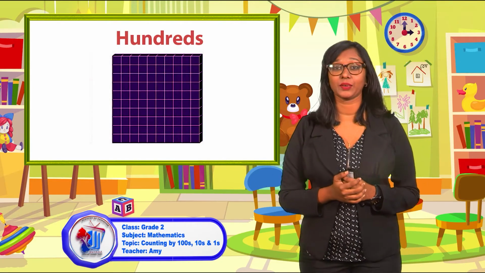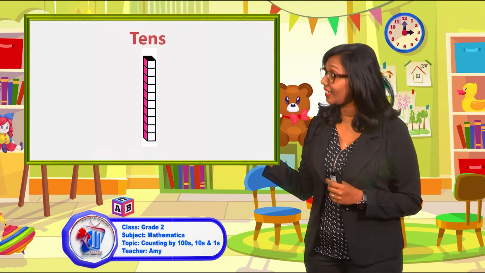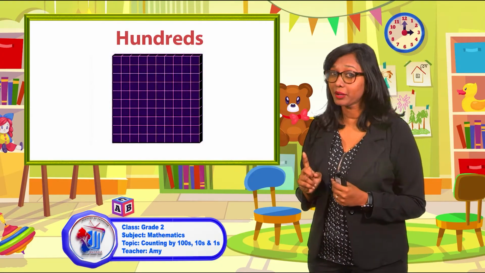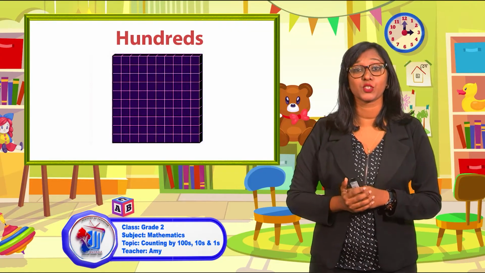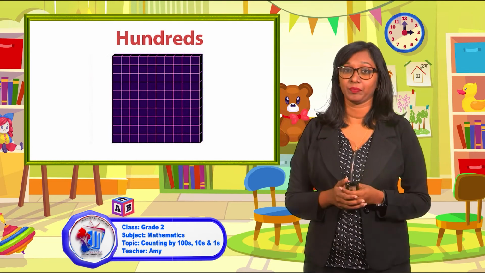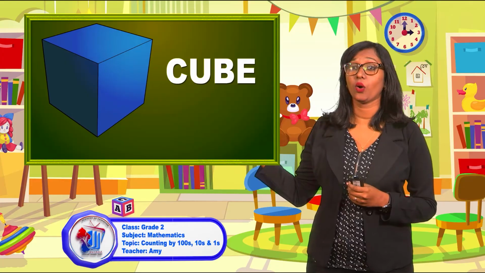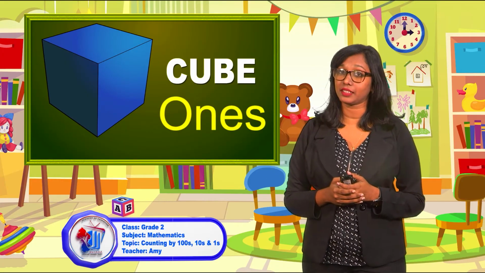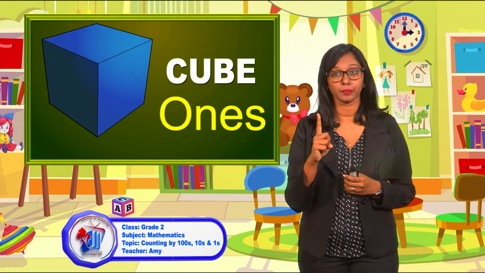So let us take a look again. We have ones, tens, and hundreds. Remember these shapes because these shapes are going to help us to count or to call a number. Okay, boys and girls? Now, when you see one cube, it represents ones. That means it is the number 1.